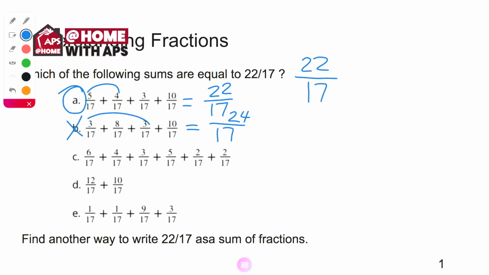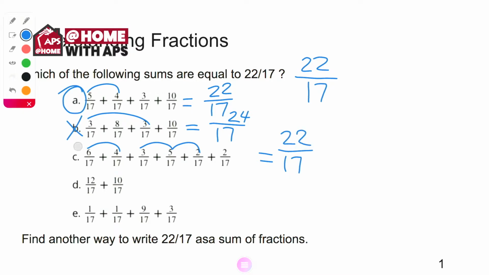All right, again, we have 17 as our denominator. Just add them up. Well, I know 6 and 4 make 10, and I know 5 and 3 make 8, plus 2 more make 10, so I have 10, 20, 22.